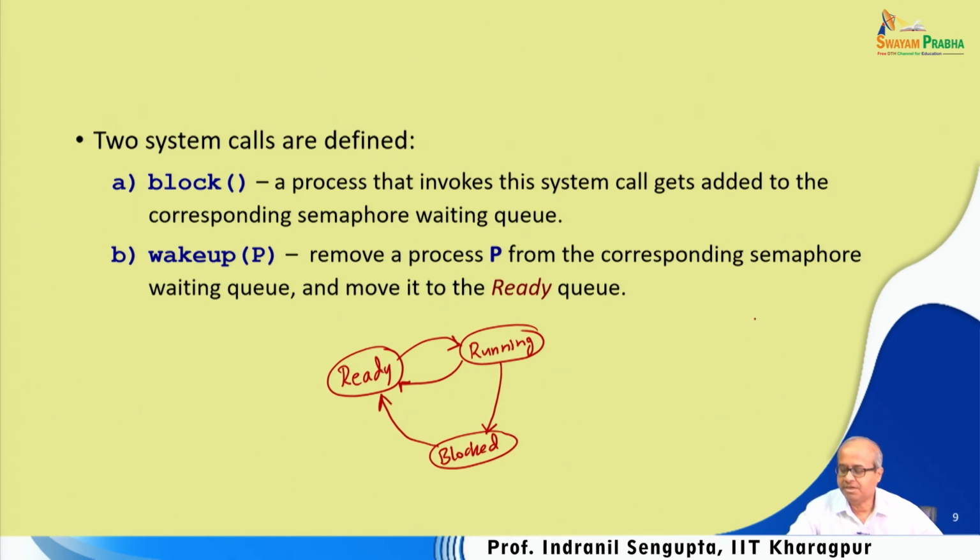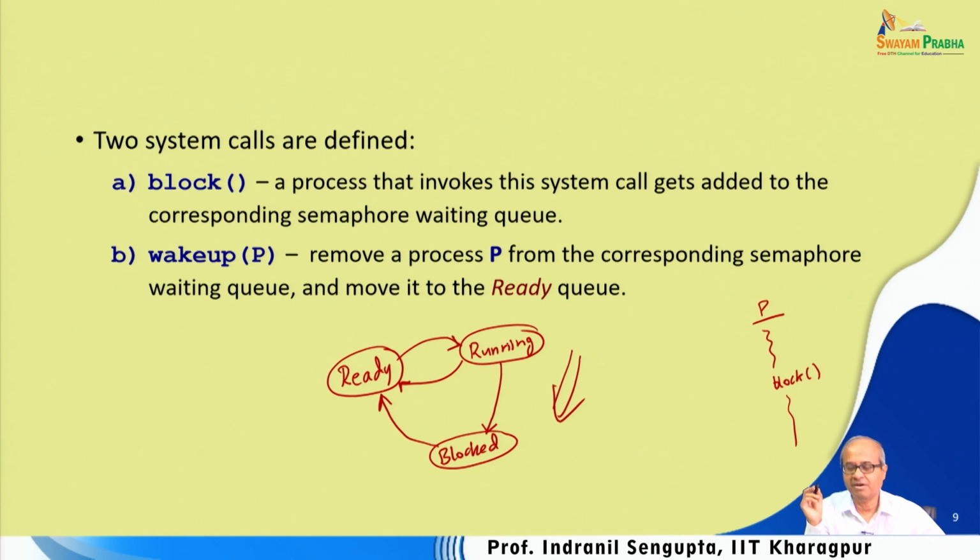Now, when a process, let us say a process P was running, in between it calls the system call block. So, the process was in the running state, if it calls the block system call, then this transition will be forced. The process will be moving from the running into the blocked state. So, with respect to the semaphore, what it means is that the process will be added to the corresponding waiting queue of the semaphore.